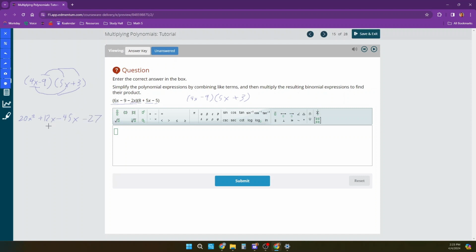And the only like terms I can combine here, it seems, are 12x and negative 45x. So this becomes 20x squared. And what is 45 minus 12? So that would be 33. So that would be negative 33x minus 27. So I do believe this is our answer. So let's go ahead and input that.